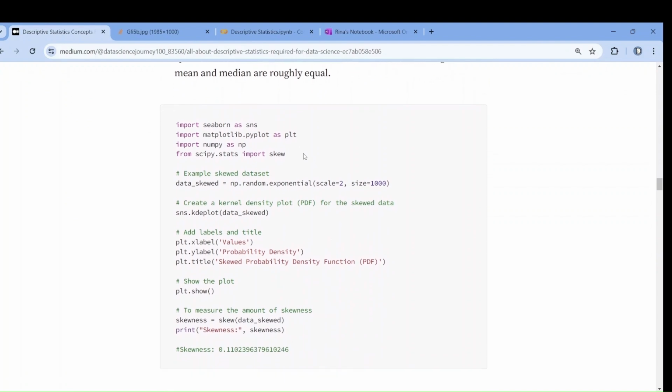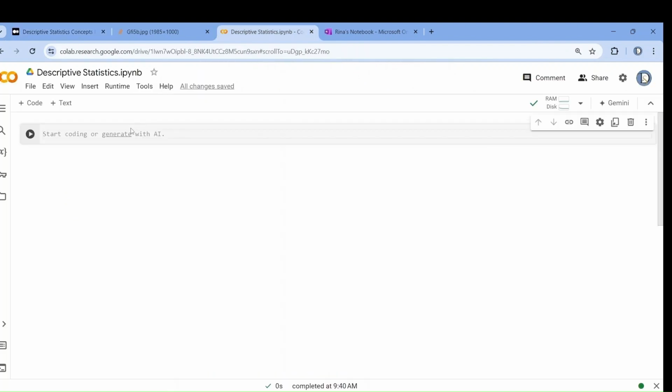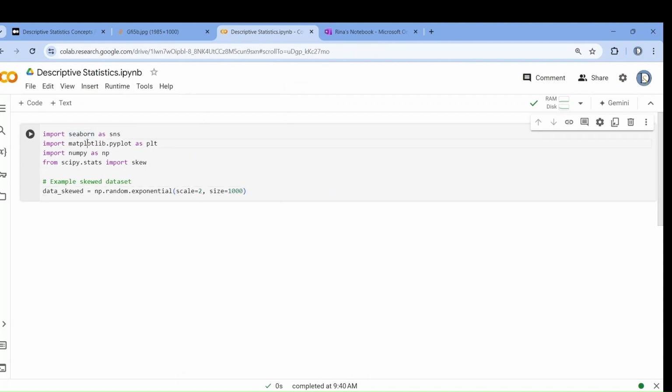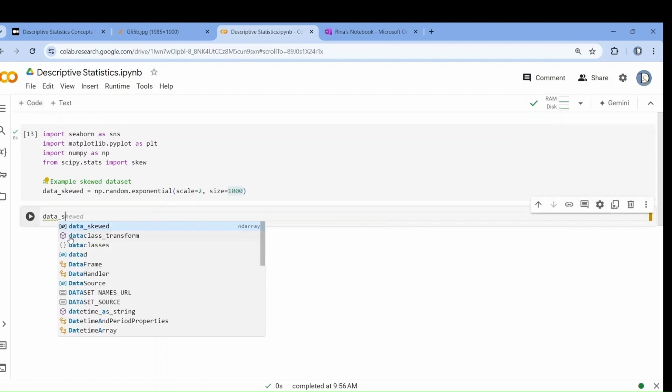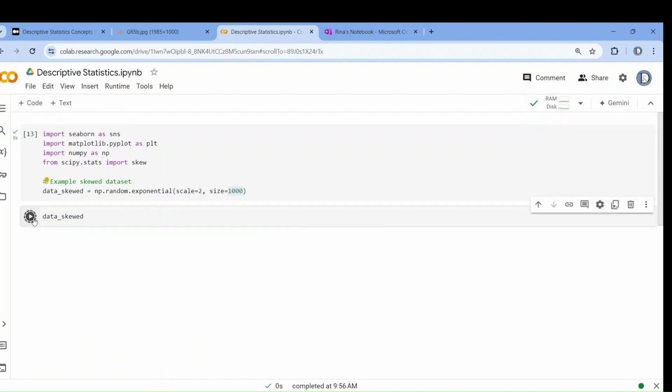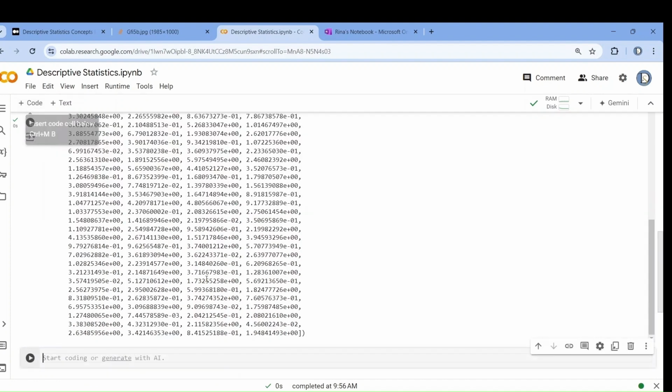Okay, now let me show it to you. First, I have to import Seaborn, Matplotlib, NumPy, and I have also imported a skew function to measure the numerical value of the skewness, how much the data is skewed. Okay, first I have generated some data, random exponential numbers, 1000 values. Total 1000 data points will be generated randomly. Okay. Now let me show you data_skewed. Okay, these are random exponential numbers.